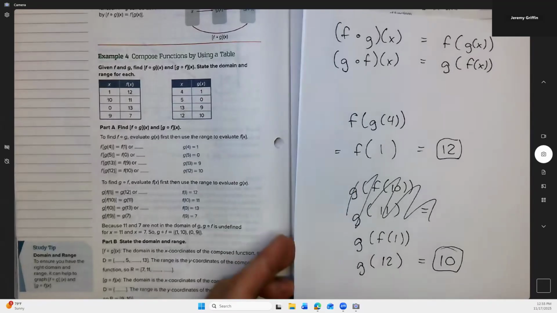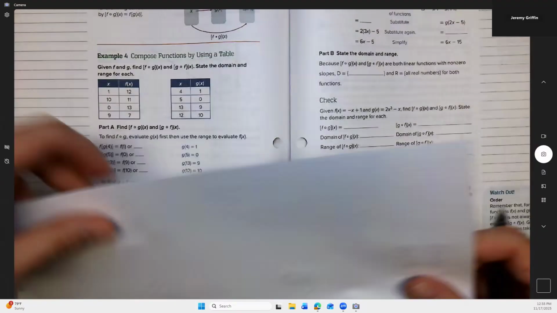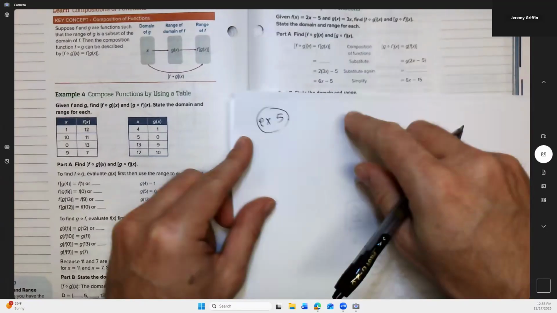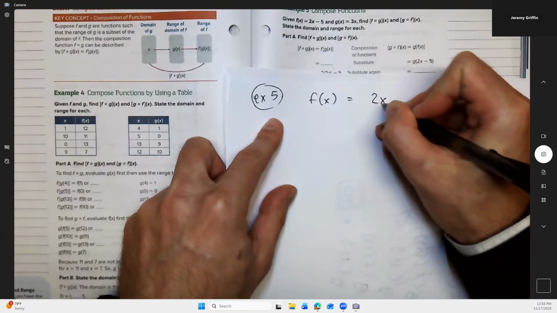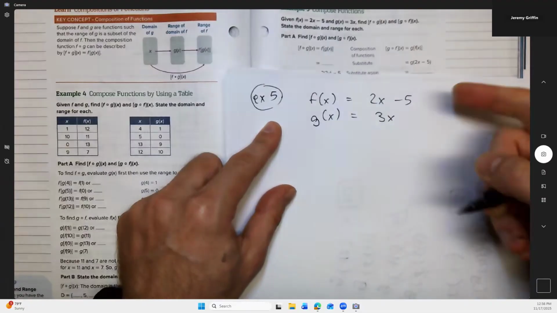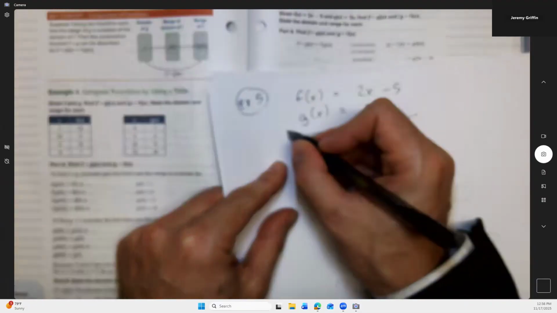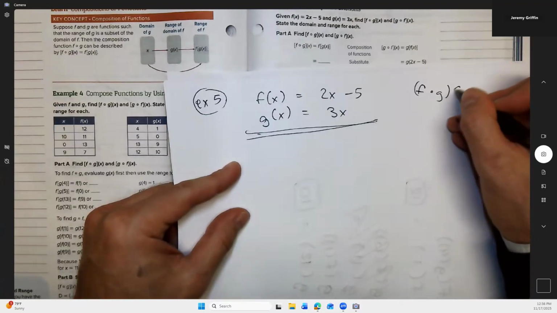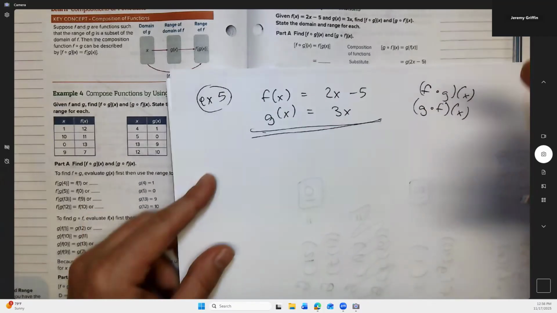Now, that's specific coordinates. What you'll tend to see more often is plugging a whole function into another function. So that brings us to example 5. Now things get more exciting. They're giving us f of x is 2x minus 5, and g of x is 3x. That's the starting premise. They want you to find f of g of x and g of f of x, and also state the domain and range for each.